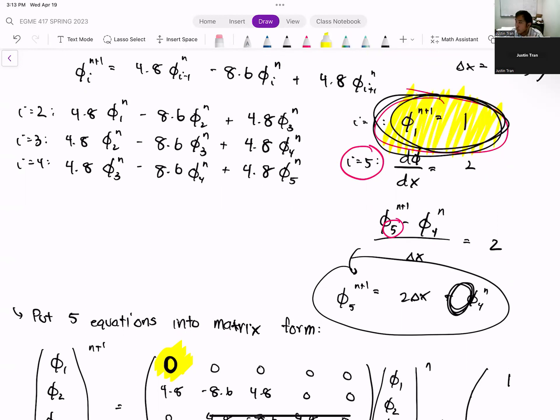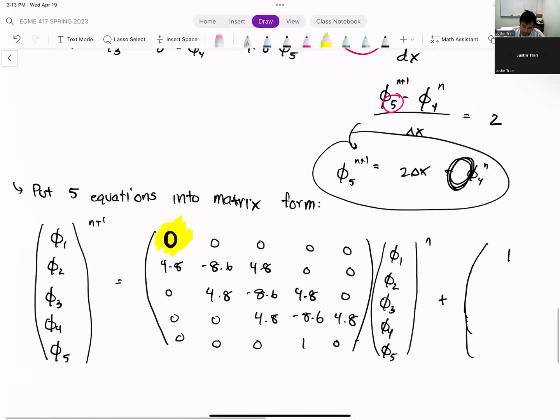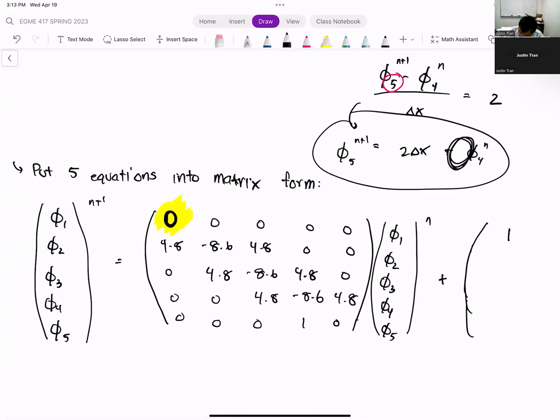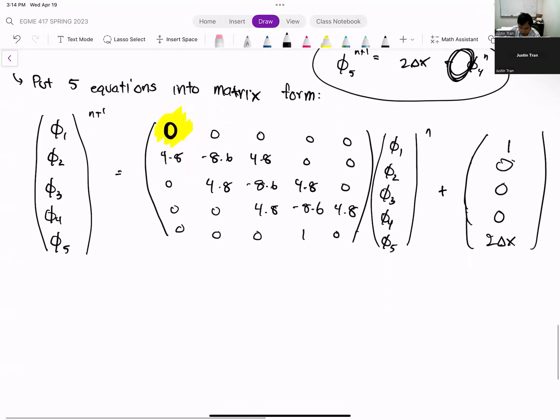we only have the phi1 n plus 1, but we don't have any phi n's in this expression. But what that extra 1 does is it comes into this vector on its own. For the 3 interior nodes, we don't have anything extra, so all those would be 0. And then for the last one, the I equals 5 equation, we have just a 0.5, which is the result of 2 times delta x.